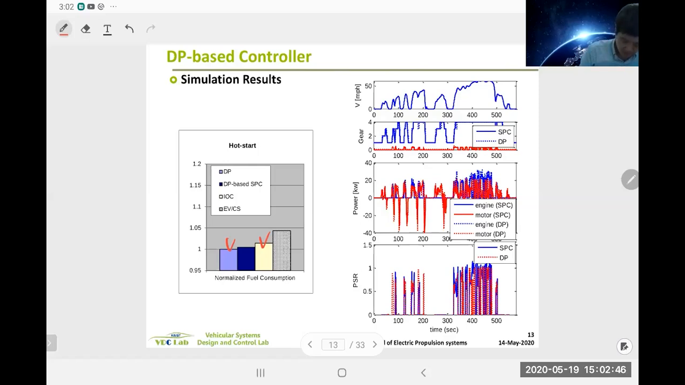And then this was the proposed algorithm, which is a DP-based controller. And you can see it's better than instantaneous optimization and quite close to DP. Okay. And these are the time responses of the DP-based controller compared with DP, and you can see they're quite similar. Okay.